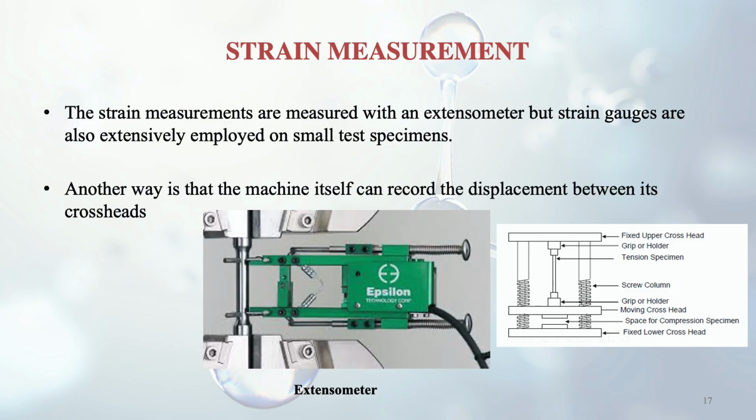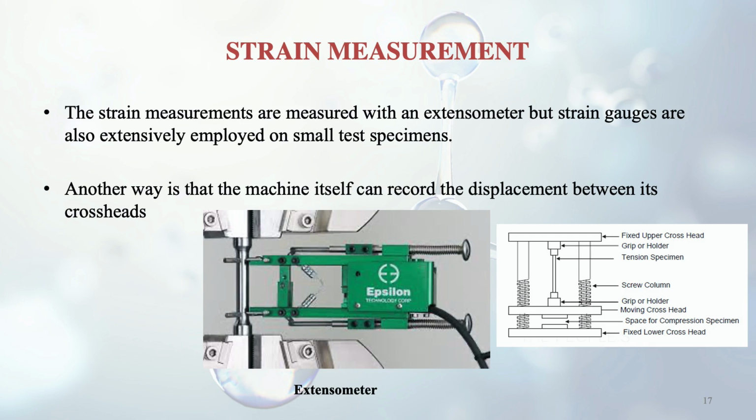So how to do this strain measurement? Strain measurements are done with the help of an extensometer, but strain gauges are also extensively employed, especially in the case of small test specimens. And another way is that the machine itself can record the displacement between its crossheads. Actually, I am going to show you the machine, the figure. There you will understand what a crosshead is.